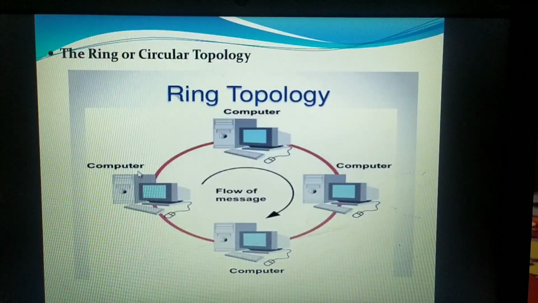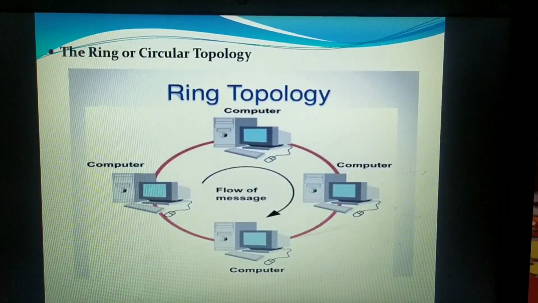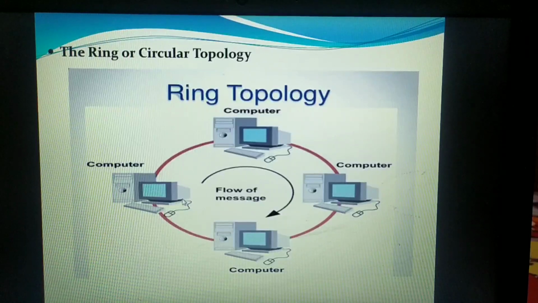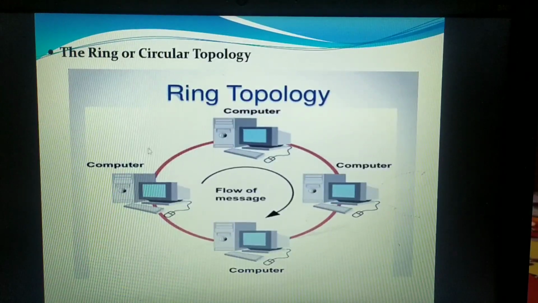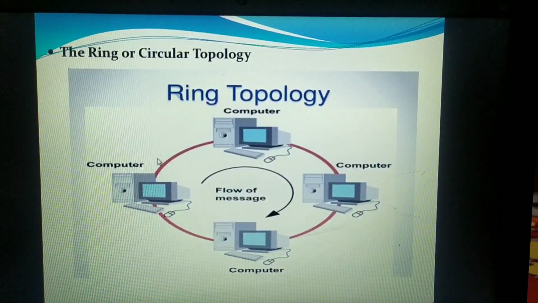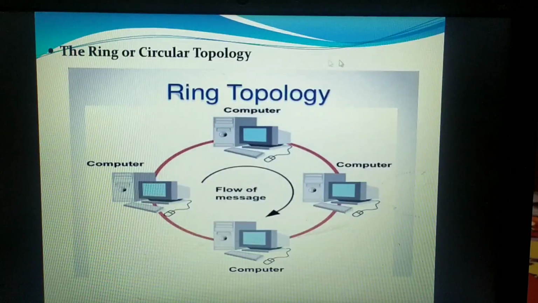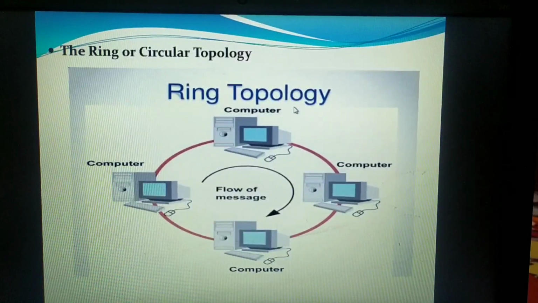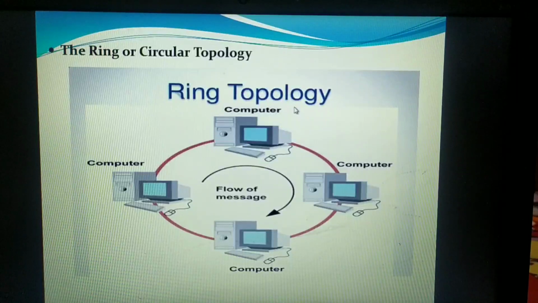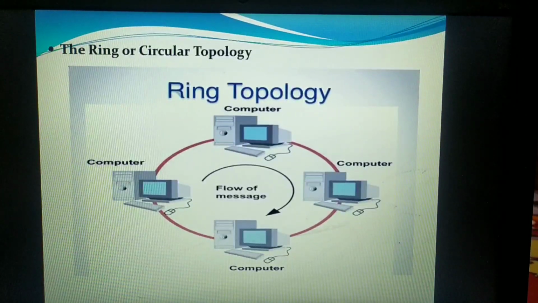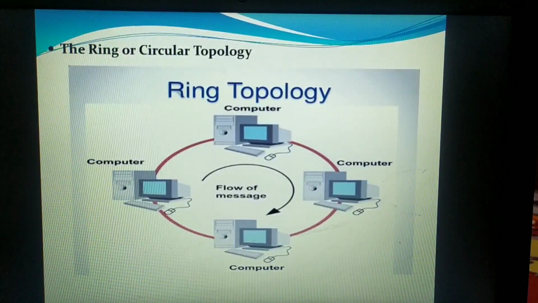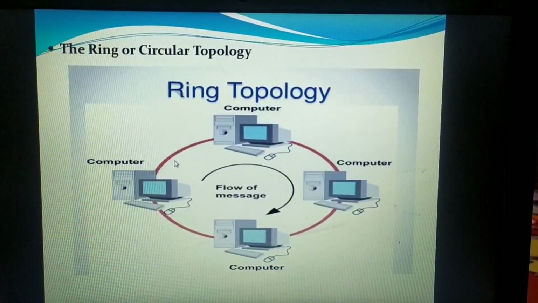Okay, the next one is that it is very much suitable for fiber optics. By using fiber optics, we have the possibility of reaching very high speed transmission. That is why ring topology makes use of fiber optics or coaxial cable. In olden days we used coaxial cable, but now we use ring topology mostly in the case of WANs, and nowadays with optical fiber cables.